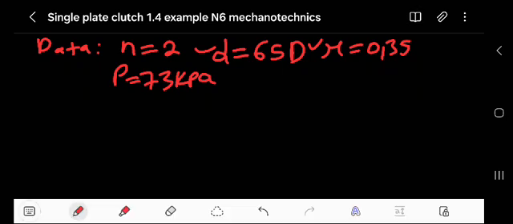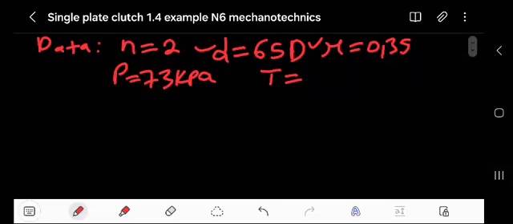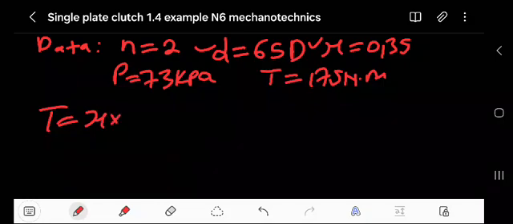Let us start with what we're given. Okay, I forgot to put torque here. They've given torque, which is 175 newton meters. We know that torque is equal to coefficient of friction multiplied by axial force multiplied by Rm multiplied by the number of contact surfaces.